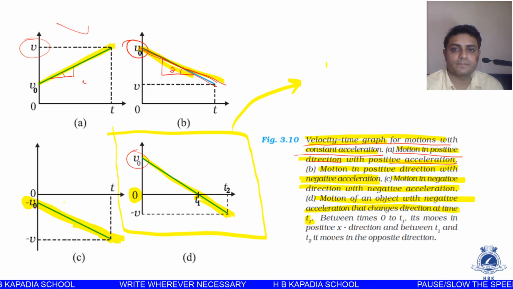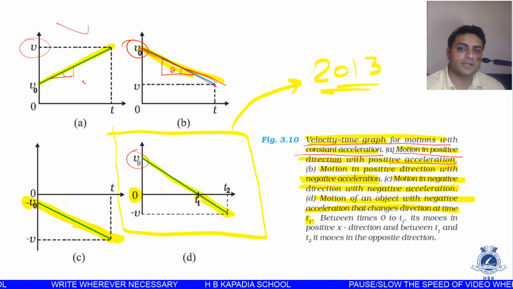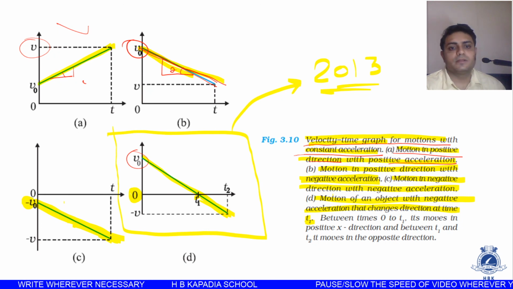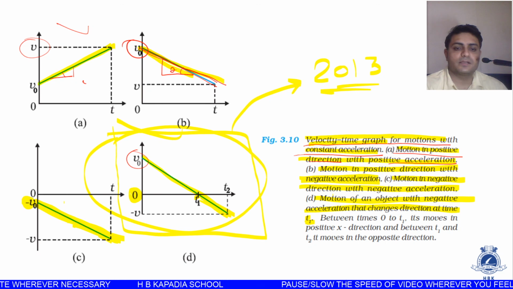This question was there in JEE 2013, I think, or 2014 maybe. Same question was also asked in, I think, the NEET examination. So this was the question, and the question was like this, that if an object is thrown in upward direction, then what will be the graph of velocity versus time?